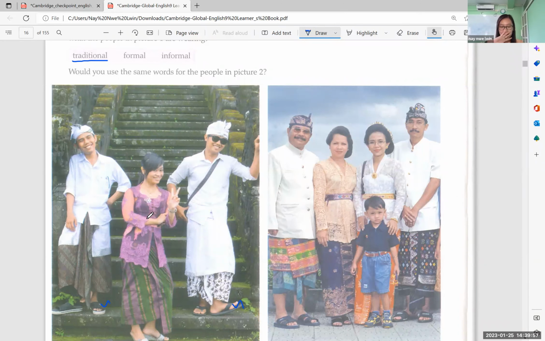So just by looking at the clothing, what they are wearing, what nationality are they? How do you think? Probably they are Asian, right? I think Southeast Asian. Which country? Which nationality are they? What is their nationality?